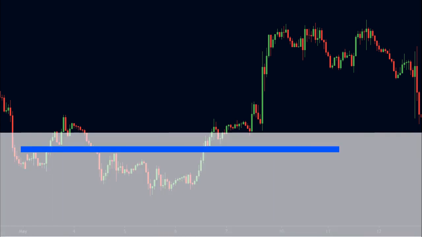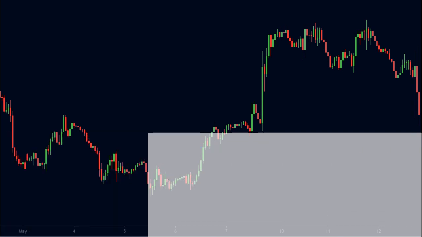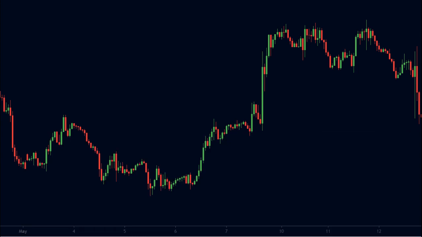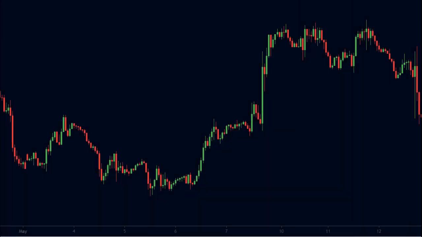By definition, a divergence occurs when the price and a technical indicator convey different messages for the same price data. The technical indicator in this strategy will be an oscillator. Hence, it can be RSI, MACD, stochastic, etc. The point is that the technical indicator will not be aligned with the price.